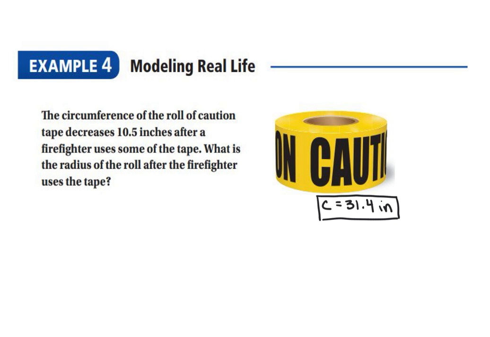So for number 4, we're modeling real life. The circumference of a roll of caution tape decreases by 10.5 inches after a fighter uses some of the tape. Remember, the circumference is the distance around the circle, and the circumference originally was 31.4. So we're going to start by going 31.4 minus 10.5. When we do that, we're going to get 20.9 inches. So the 20.9 inches for circumference, that is our new circumference.